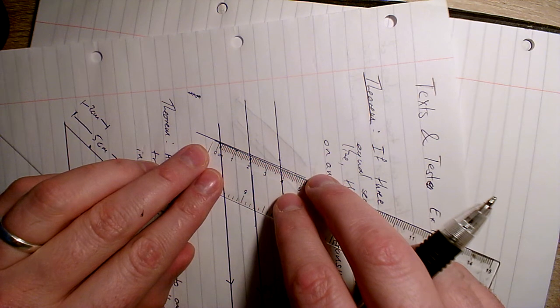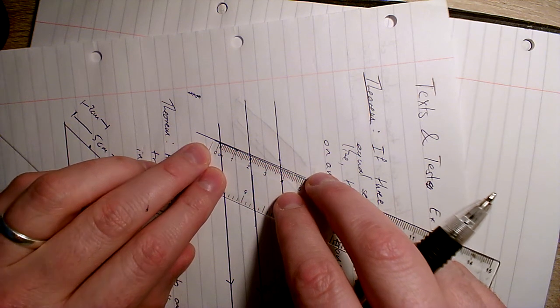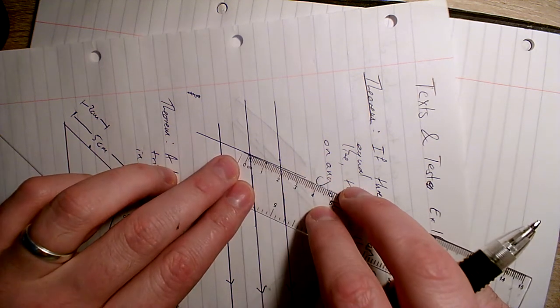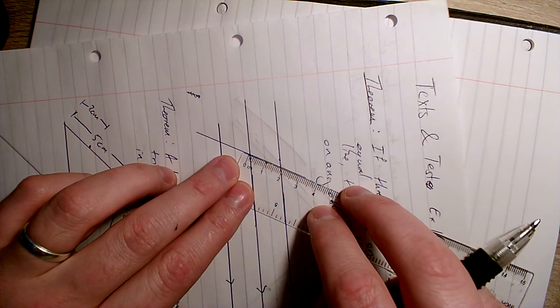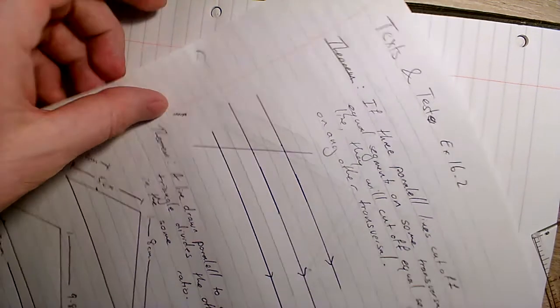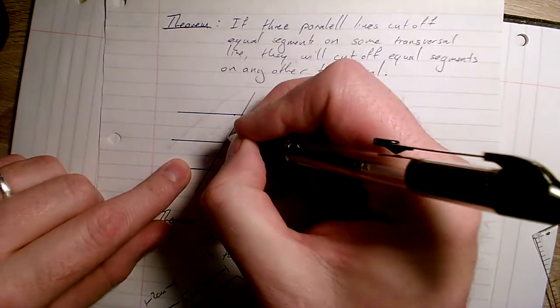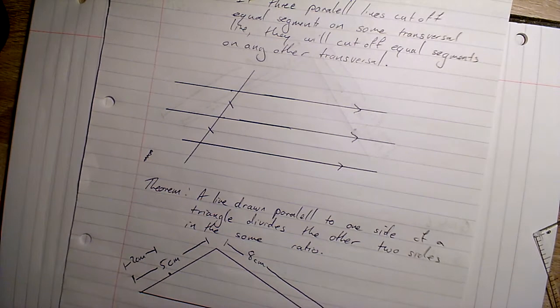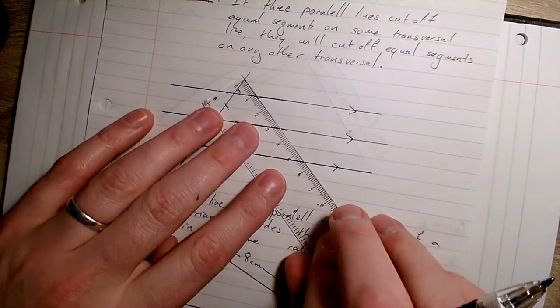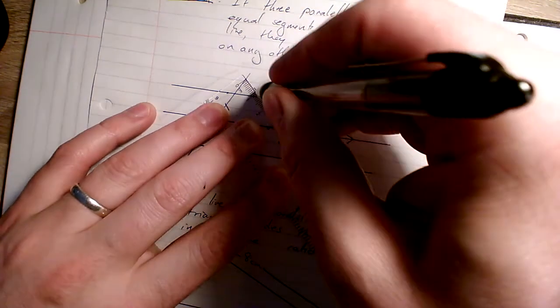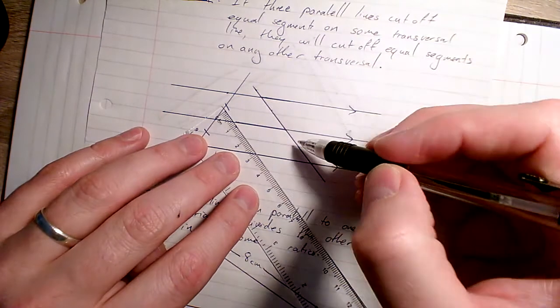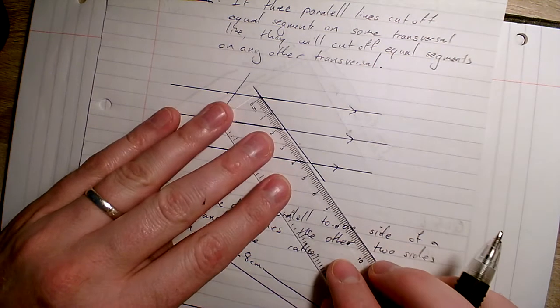That is about 18 millimeters, and that's 18 as well. Which means that these two segments of the transversal are the same length. Well, what the theorem says is that any other transversal I might draw will also cut off segments of the same length. So let's have a look.